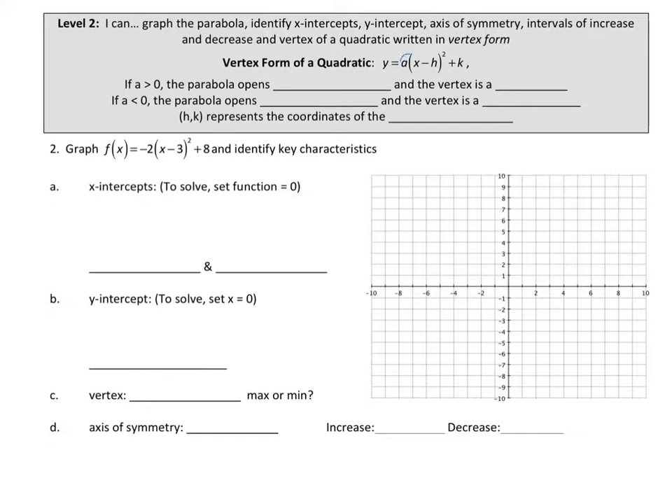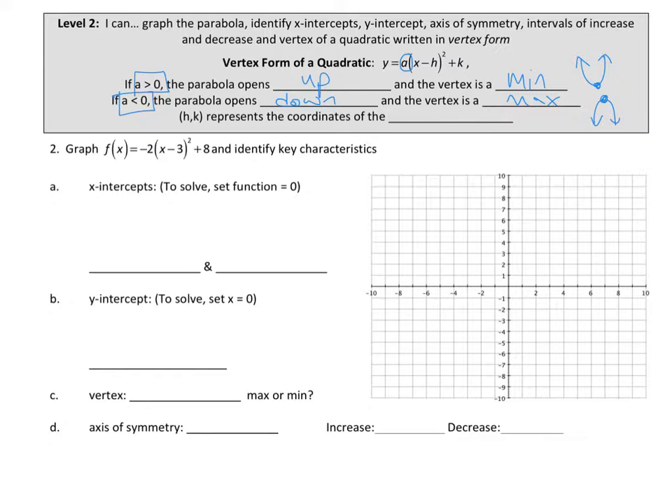And we look at the a value. If a is positive, then the parabola opens right side up. A parabola that opens right side up is like a right side up U, and the vertex is the lowest point, and that would be a minimum point. And if that a value, or the number in front of the parentheses, is negative, then the parabola is upside down. It opens down. And the vertex is going to be a max. An upside down parabola looks like this, and its vertex is the highest point, which is a max.